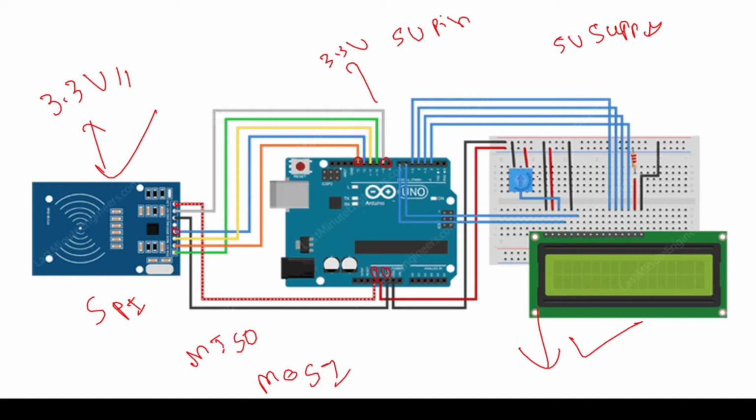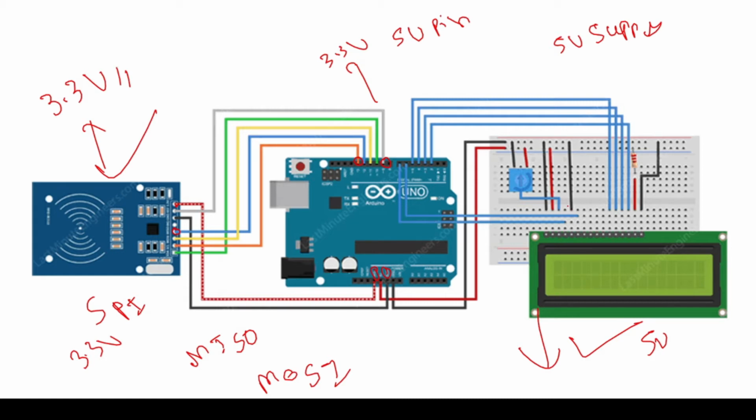Okay, and coming on to the LCD display, I had explained that the VSS here will be the ground. So the LCD's ground will be connected to ground of the Arduino, and the LCD supply will be connected to the supply of the Arduino. For the LCD we are using the 5 volts pin of the Arduino, but for the RFID we are using the 3.3 volts pin of the Arduino, because this is a 3.3 volts module and this is a 5 volts module.